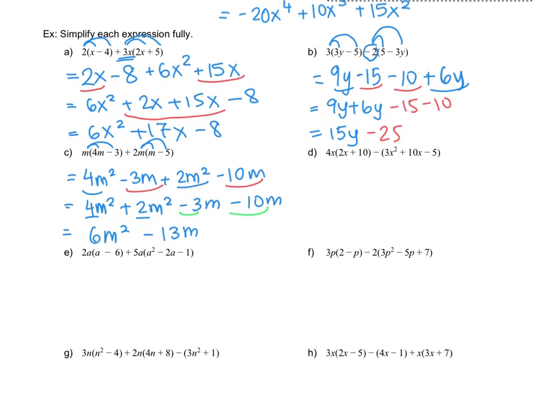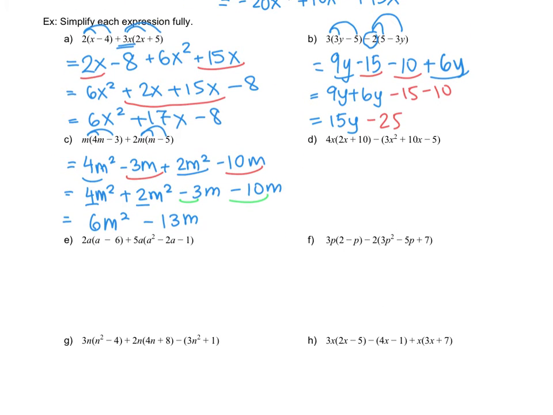All right, for D, we have the 4x that needs to go in. 4 times 2 is 8. X times x is x squared. Then 4 times 10 is 40, and the x has no one to get multiplied with, so it just stays.